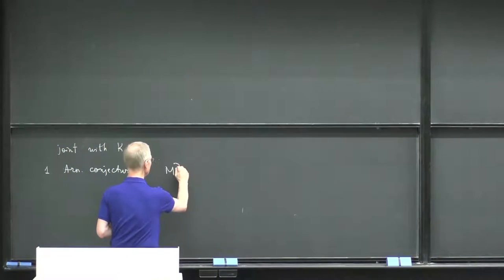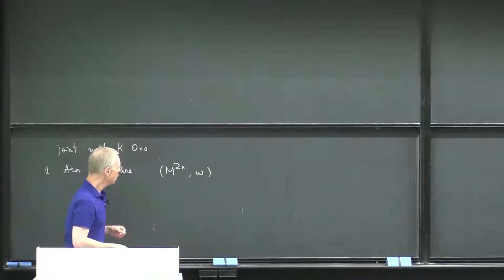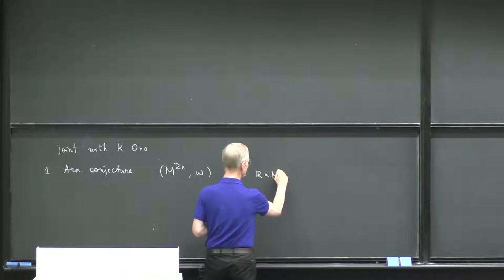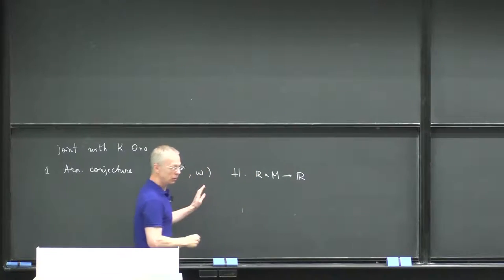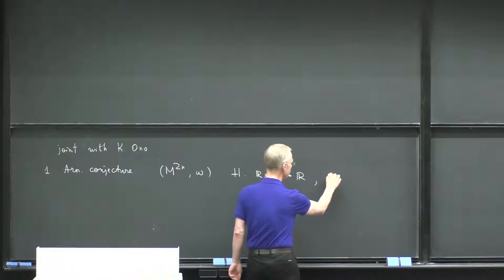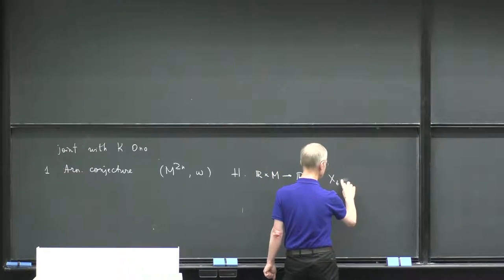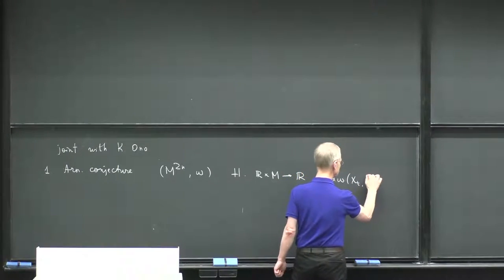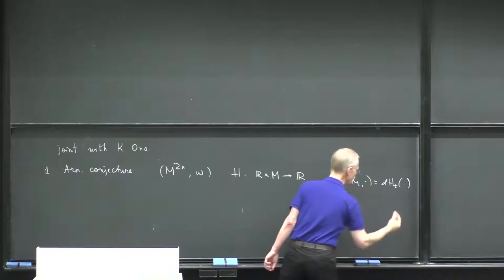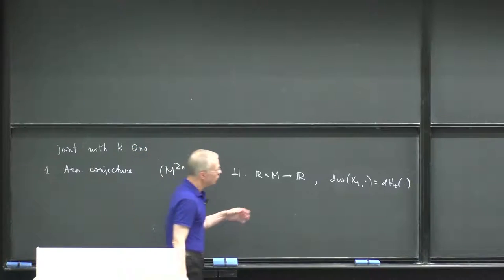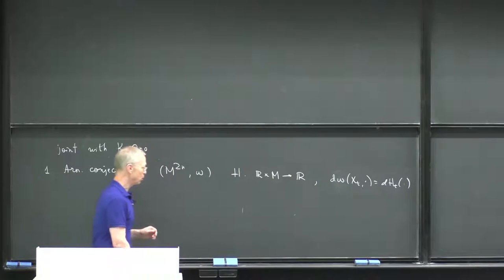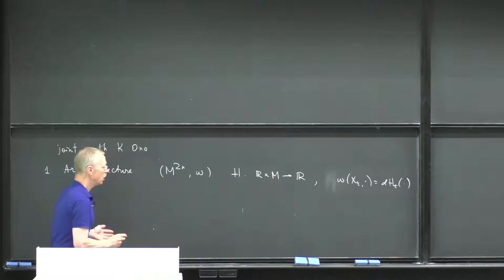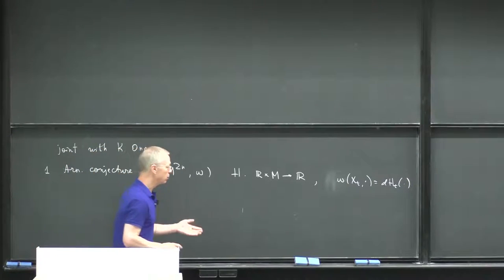So we have a symplectic manifold with a form. We have a time-dependent Hamiltonian function there. Then we can form a vector field, which is defined by the condition that, as if it were a gradient, but instead of the Riemannian metric, we want to use our symplectic form. And once there is a vector field, there is a flow.